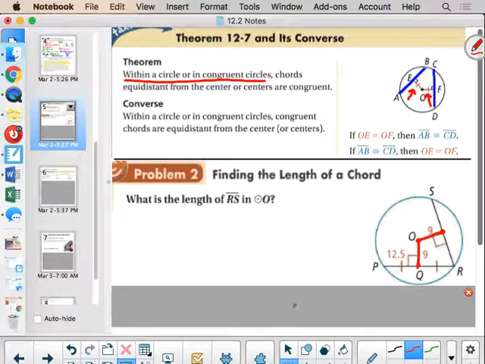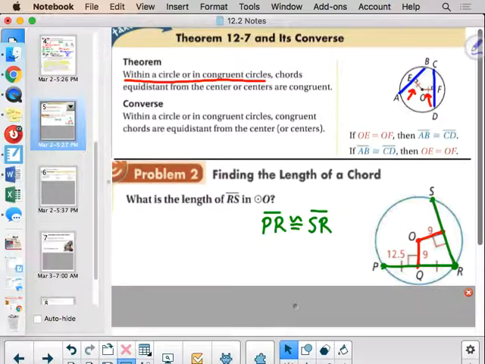Very good, Yana. Because the chords are the same distance away from the center, they're both 9 units away, this means that the chords are congruent. So we know that PR is congruent to SR. So in order to find the length of SR, it might be helpful for us to figure out the length of PR. So let's look at PR.